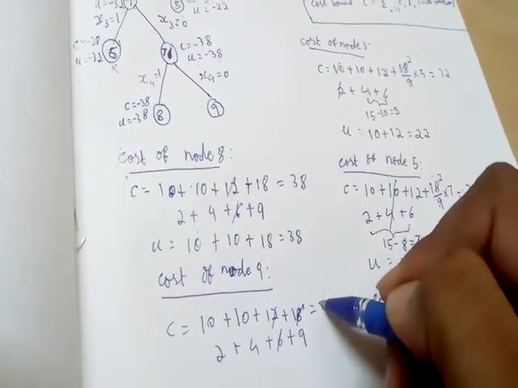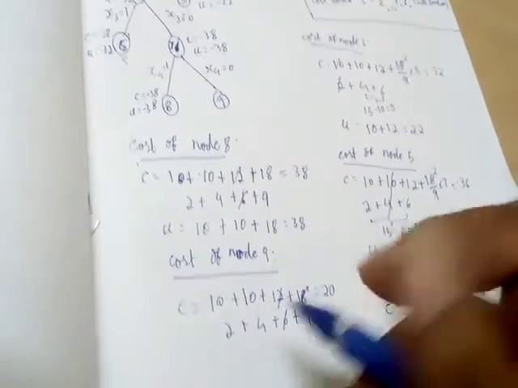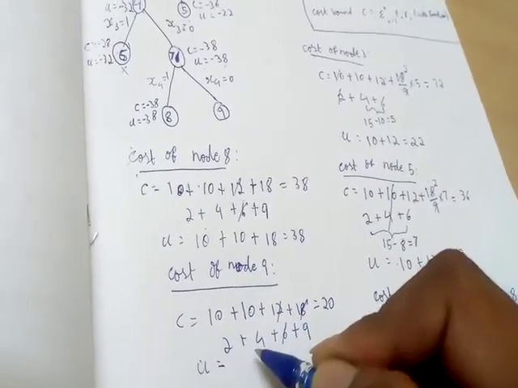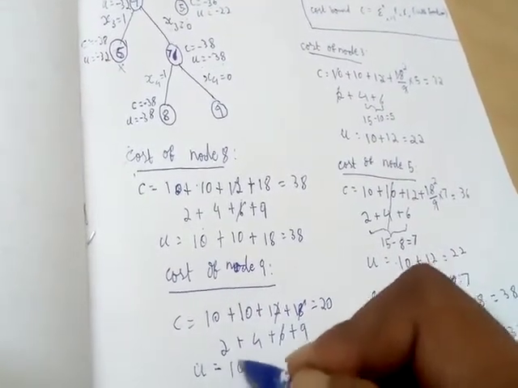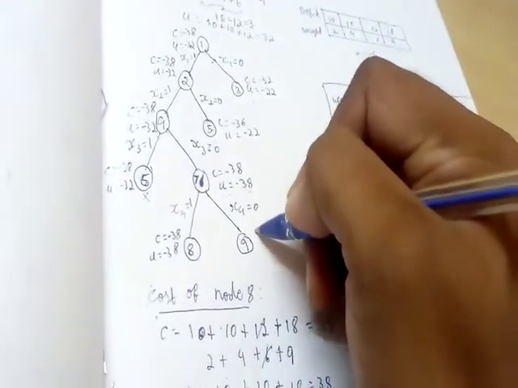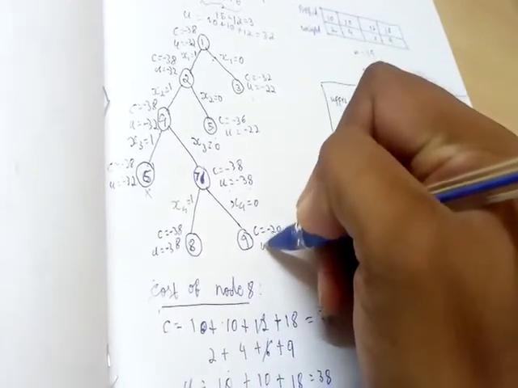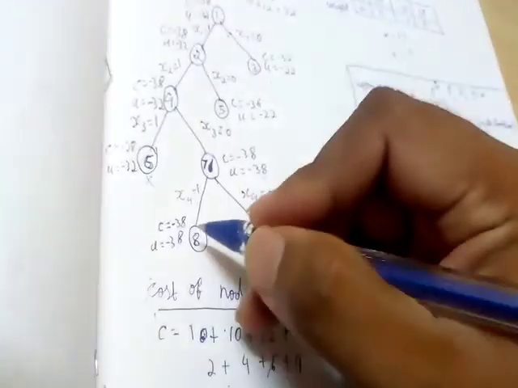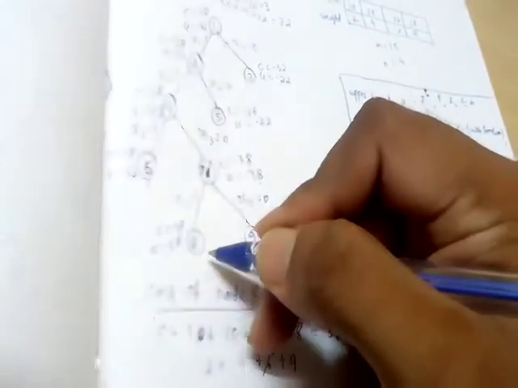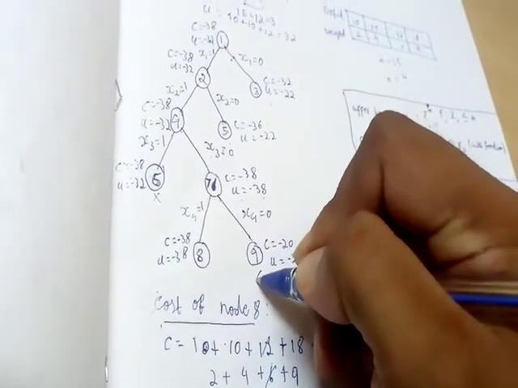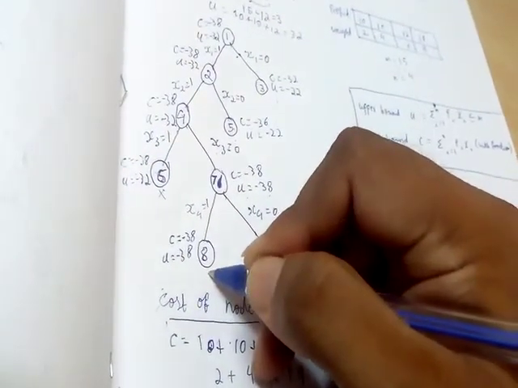So the cost will be 20 and the upper bound value will be 10 plus 10, which also is 20. So the cost here is 20 and the upper bound value is 20. As you see, in this level node 8 has a lower cost than node 9. So node 9 will be ignored, and I will select only node 8.